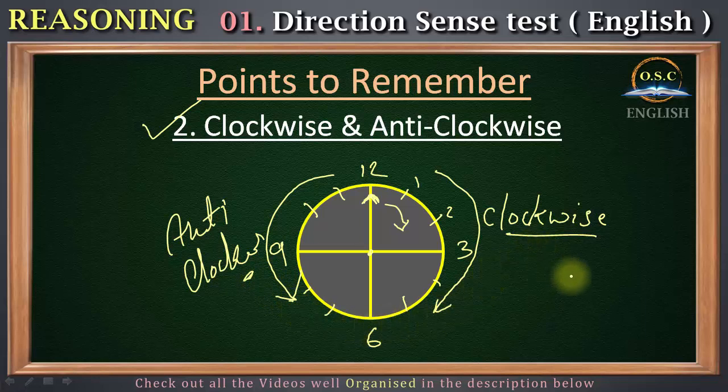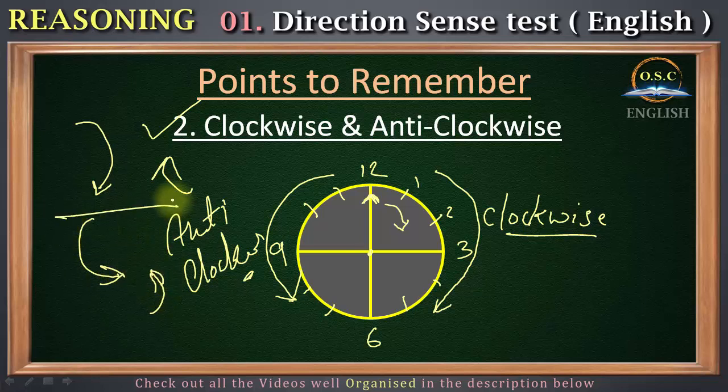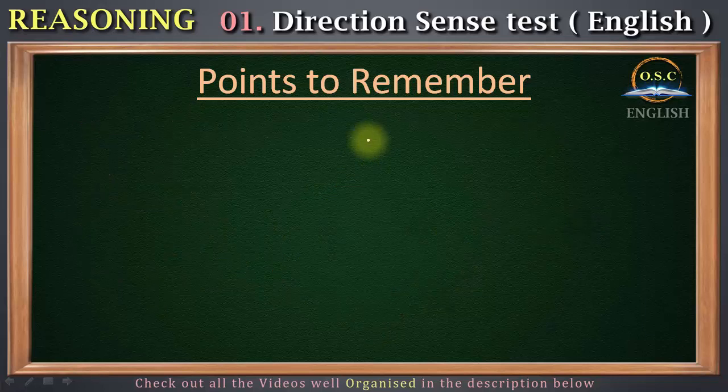Now tell me, this thing is clockwise, this thing is clockwise, and what is anti-clockwise? If something moves from this side, this thing is anti-clockwise. So this is clockwise, this is anti-clockwise. You'll have to remember this, do not get confused. It's a very important aspect. So this is clockwise and this is anti-clockwise direction.